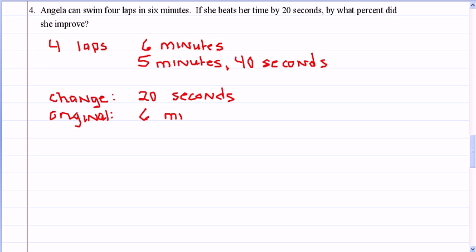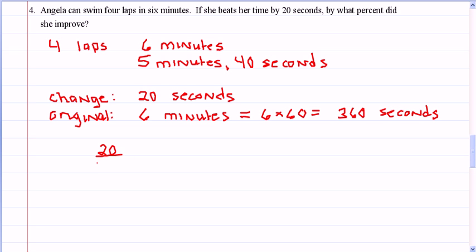Now the problem with this question is that we have two different units. We have 20 seconds and 6 minutes. So instead of writing 20 seconds as a fraction, let's write 6 minutes in terms of seconds, and since we have 60 seconds in a minute, 6 times 60 is equal to 360 seconds. You always want the units to be the same when you use the formula, so change over original is 20 over 360 equals x over 100.